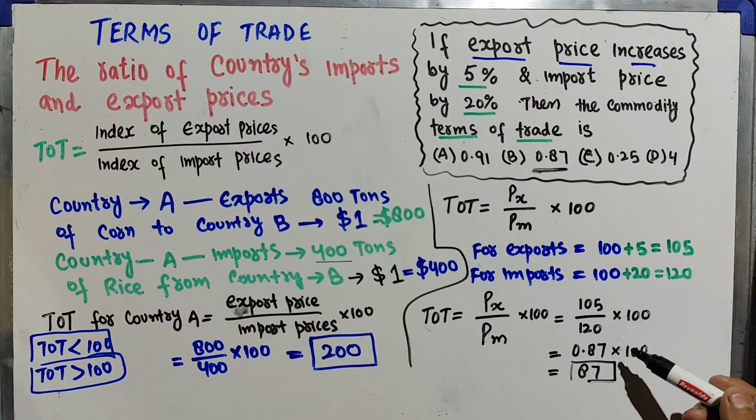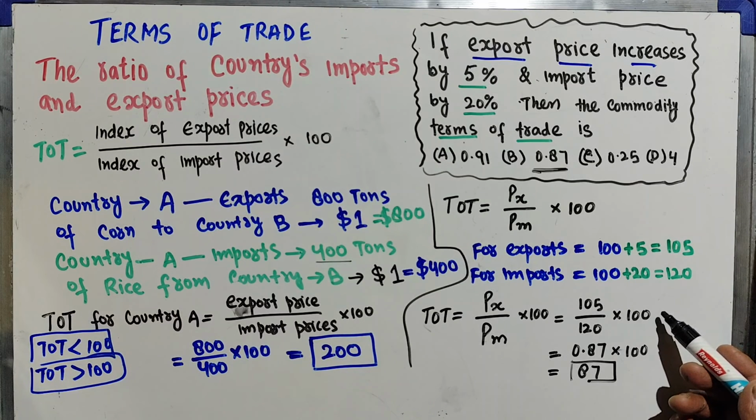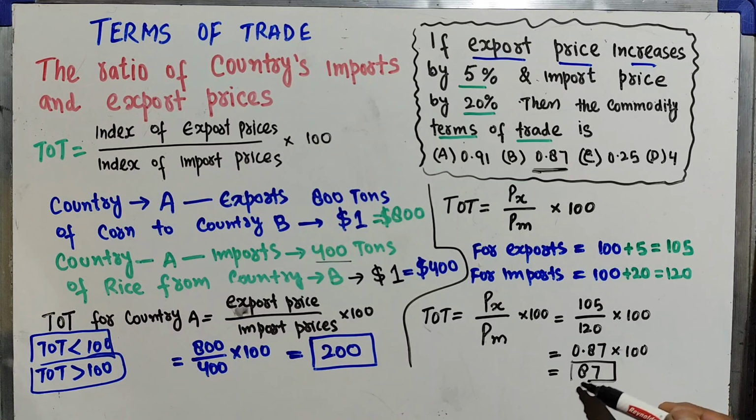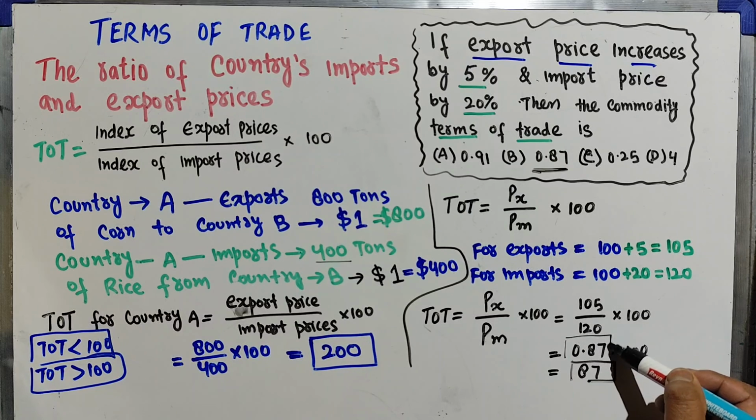The 100 is used to change it into percentage form. So exactly 0.87 actually means 87%, so we can say 0.87 is the correct answer.